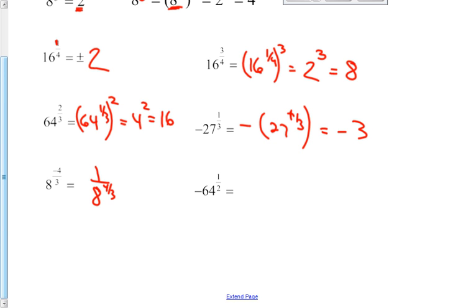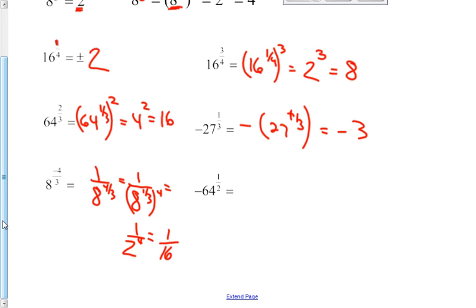Now I want to break apart my 4/3 power into something that's doable, 8 to the 1/3, and then raise that to the 4th power. 8 to the 1/3, 8 comes from 2's, so this is 1 over 2, and then raise that to the 4th power, and 2 to the 4th power is 16. So my solution will be 1 over 16.